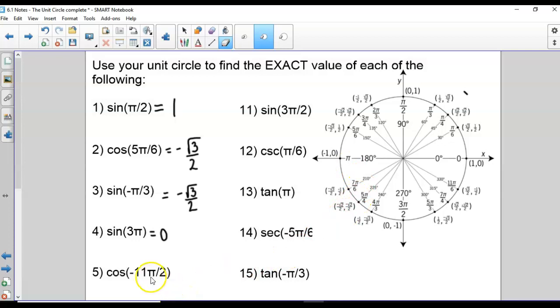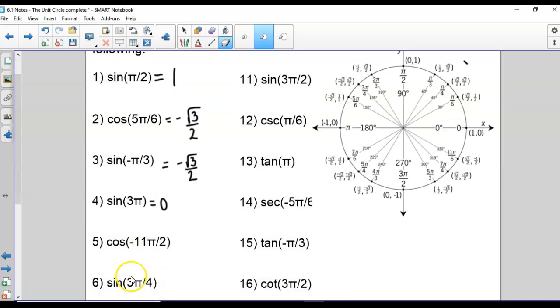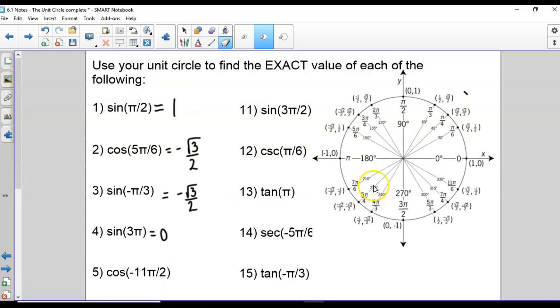Okay. This one, negative 11 pi over 2. That one's definitely not on our unit circle, right? So negative 11 pi over 2. Pi over 2 is a quarter of the circle. So this is the way I do the problem. I normally will do this.